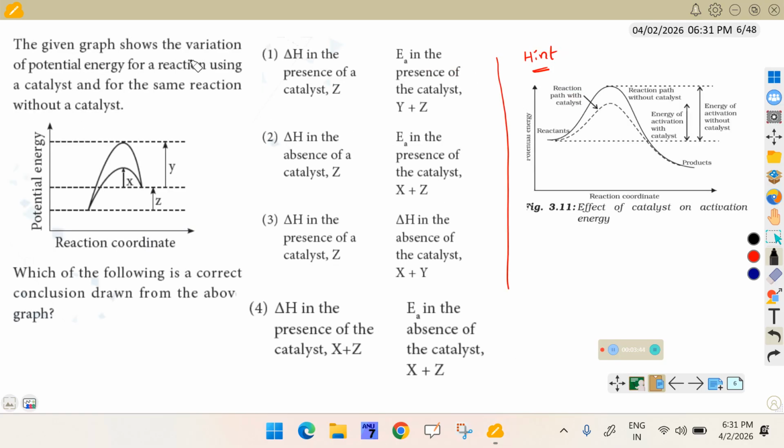The given graph shows the variation of potential energy for a reaction using a catalyst and for the same reaction without a catalyst. Which of the following is a correct conclusion? Okay, this is the original graph in the NCERT textbook. Delta H in the presence of a catalyst is Z. Activation energy in the presence of a catalyst is Y plus Z. Correct. Statement 1 is correct.